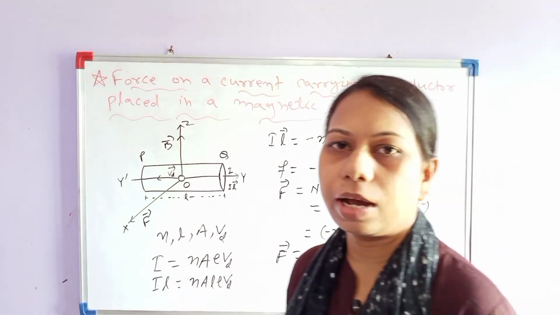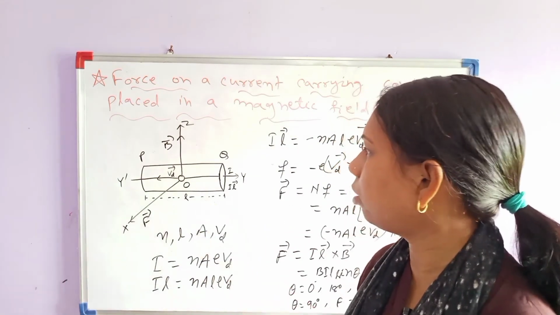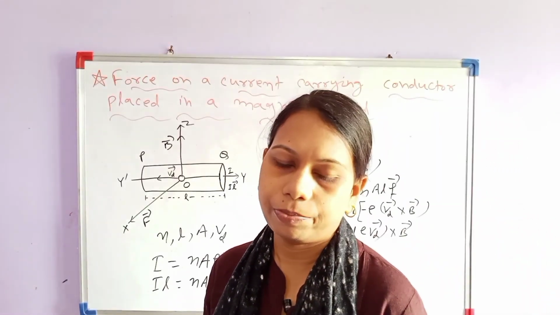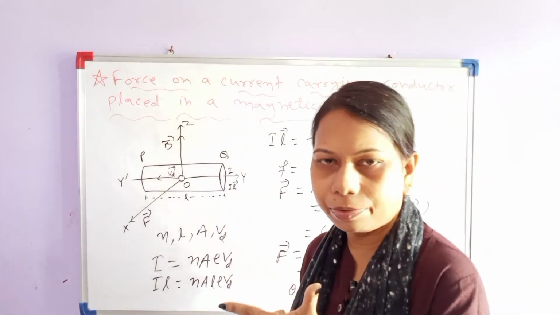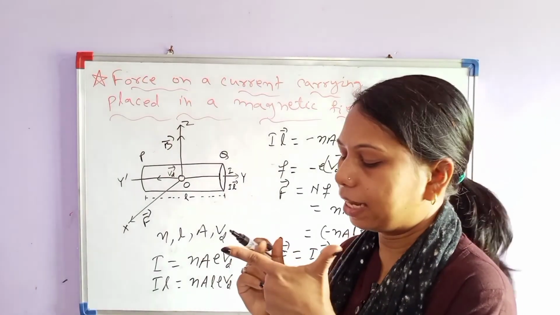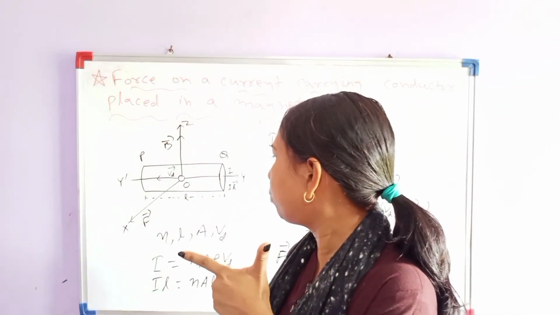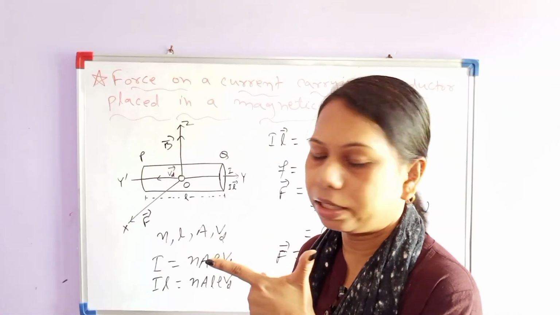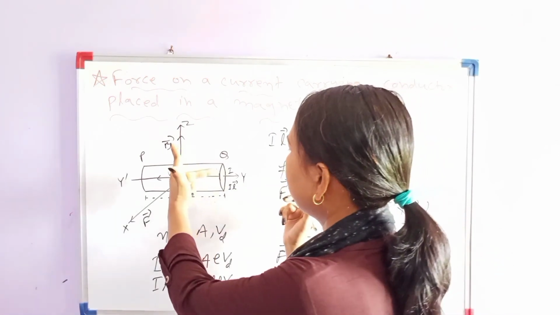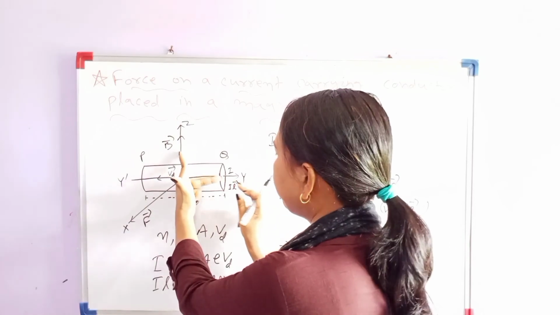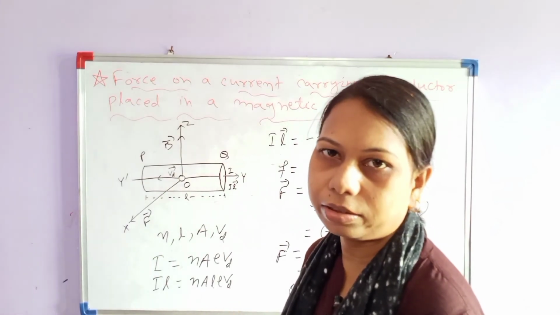Since it is a force, we have to find out the direction of the force. To find the direction of force, we will apply Fleming's left hand rule. According to Fleming's left hand rule, if the forefinger, central finger and thumb of the left hand are stretched mutually perpendicular to each other, and the forefinger represents the direction of magnetic field and the central finger represents the direction of current, then the thumb will represent the direction of force acting on the conductor.